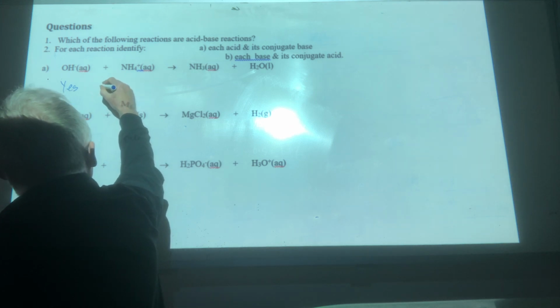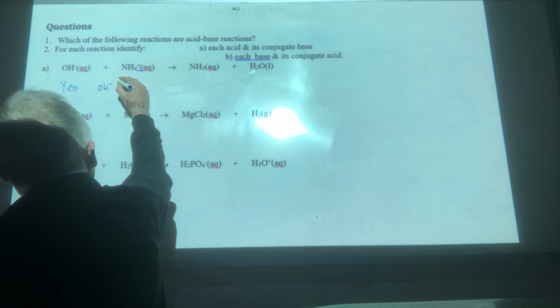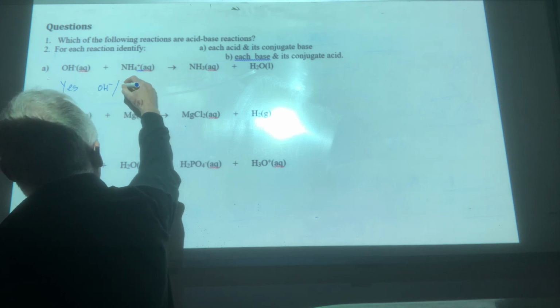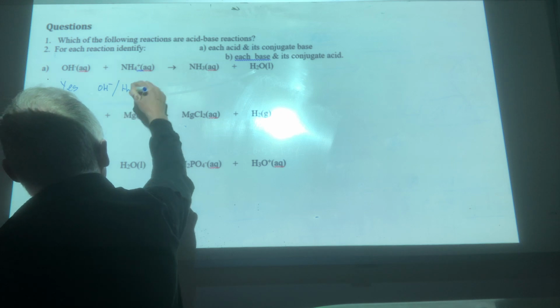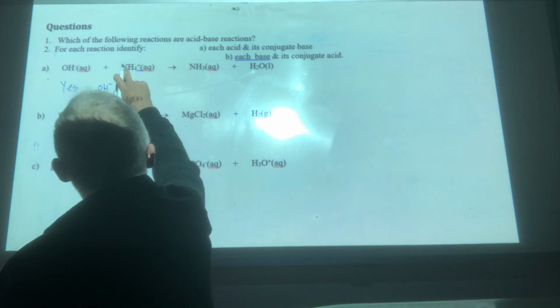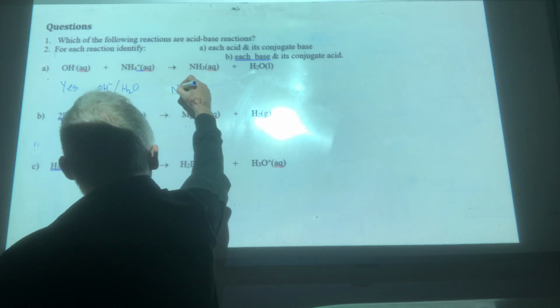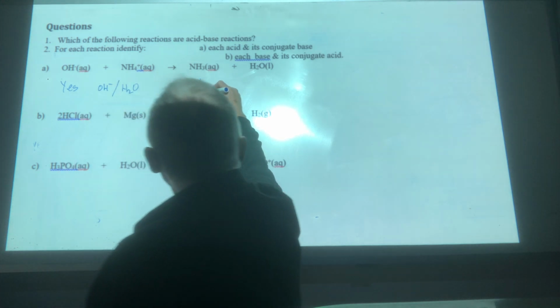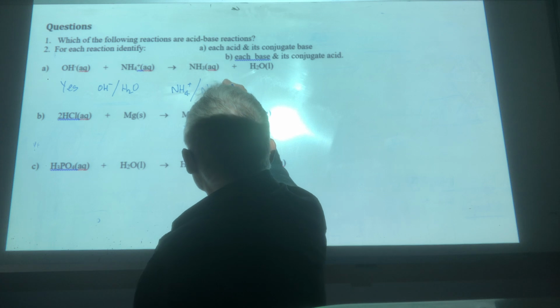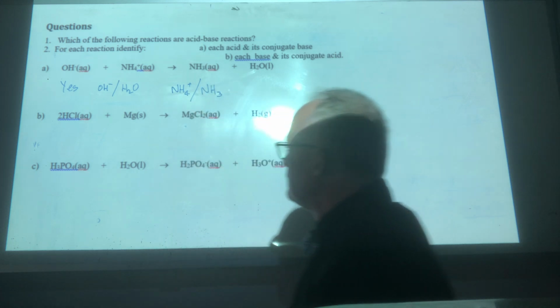Conjugate acid-base pair. Sorry, the base is hydroxide, the conjugate acid is water. The acid is ammonium because it loses a proton to turn into its conjugate base, which is ammonia.